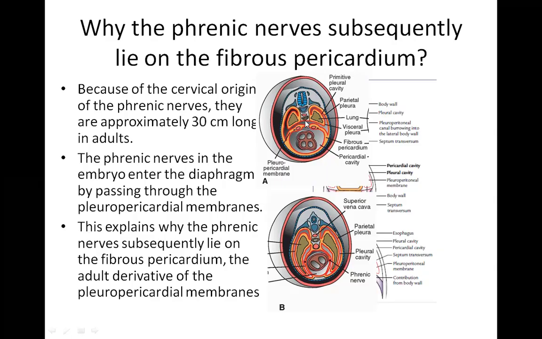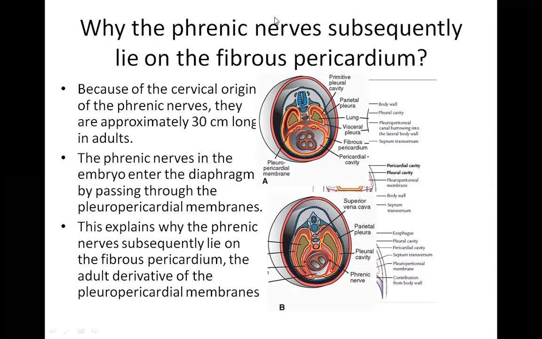Now, as these folds grow towards each other and the lung expands towards the periphery, they approximate towards each other, and because of the descent of the septum transversum, the phrenic nerve has also descended. Because this pleuropericardial fold contributes to the fibrous pericardium, that is why the nerve lies in the fibrous pericardium, since the fibrous pericardium is a derivative of the pleuropericardial membrane.